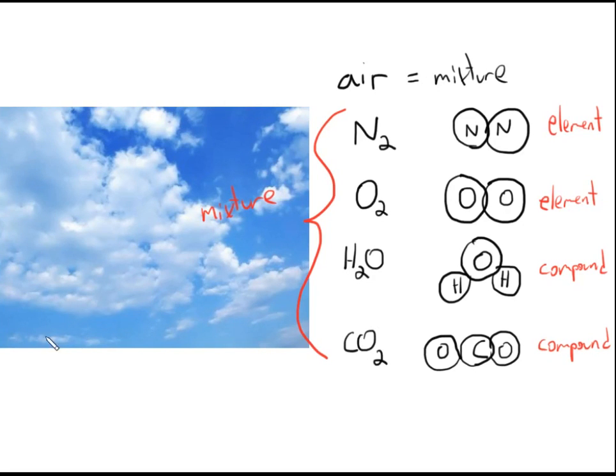And we do tend to refer to air and other mixtures like this as homogeneous mixtures. And all that we mean by homogeneous mixtures is that these particles are pretty much mixed evenly, at least as far as we can tell visibly.